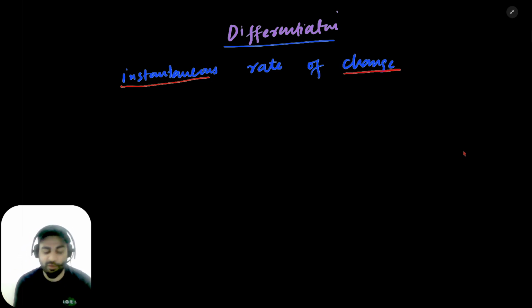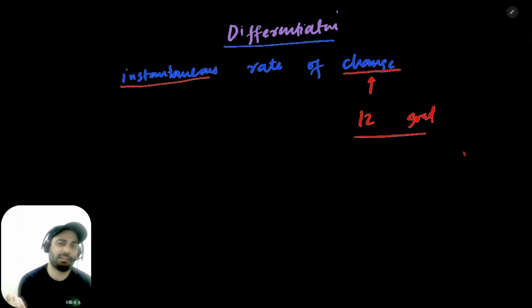So what is the meaning of instantaneous? Instantaneous means at a particular instant. And what is the meaning of change? Change happens over a period of time. Let's suppose some of your friends meet you in class 12th, and now they meet you after, let's suppose, your graduation. They'll say you have changed a lot. So that means change happens over some period. Here you are saying that change is happening at an instant.